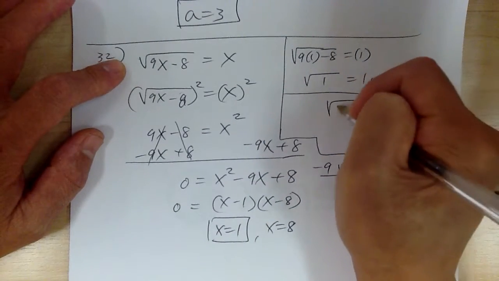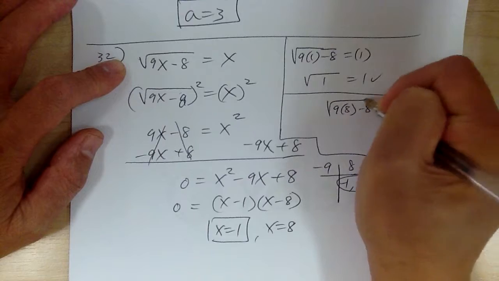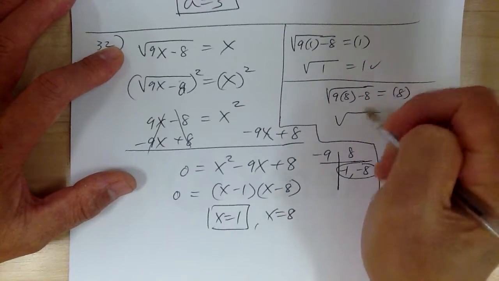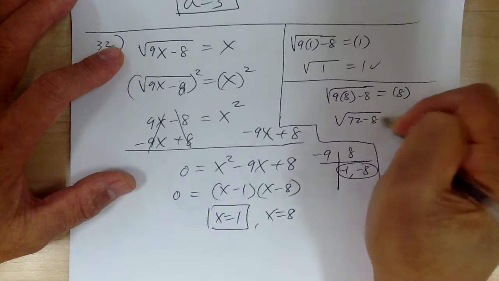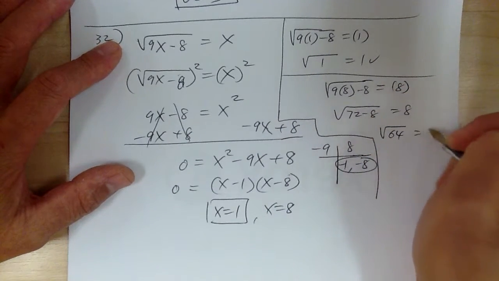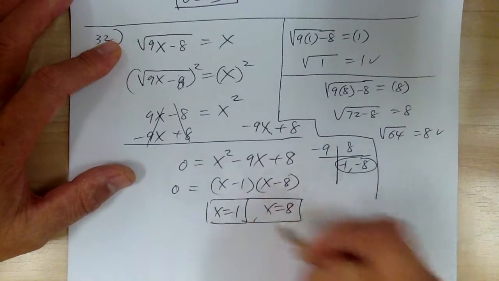So square root of 9 times 8 minus 8 equal to 8. So I get square root of 72 minus 8 equal to 8. So I got square root of 64 equal to 8. So it checks out. So this one is good too.